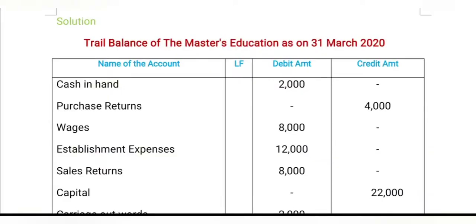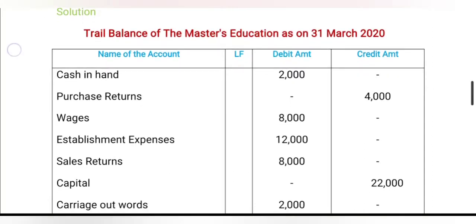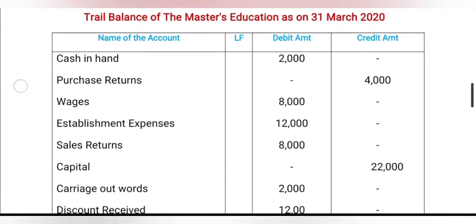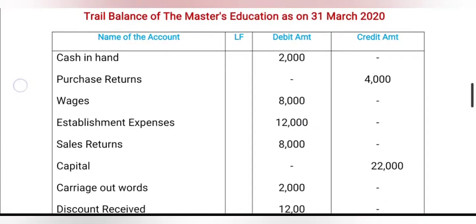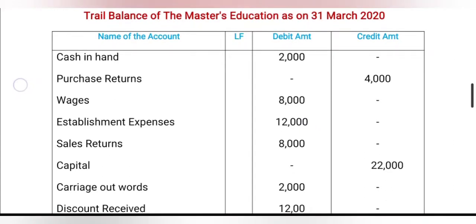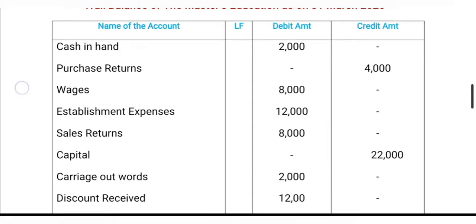Start with the solution. Take the pro forma of ledger. Name of the topic: the trial balance of the Masters Education as on 31st March 2020. Then we take the first column, name of the account, then ledger folio, debit amount, credit amount. We have already discovered all related transactions: what is debit, what is credit, what is an asset, what is a liability. Now we are posting easily. Cash in hand is an asset. That's the reason we debit it in the trial balance.